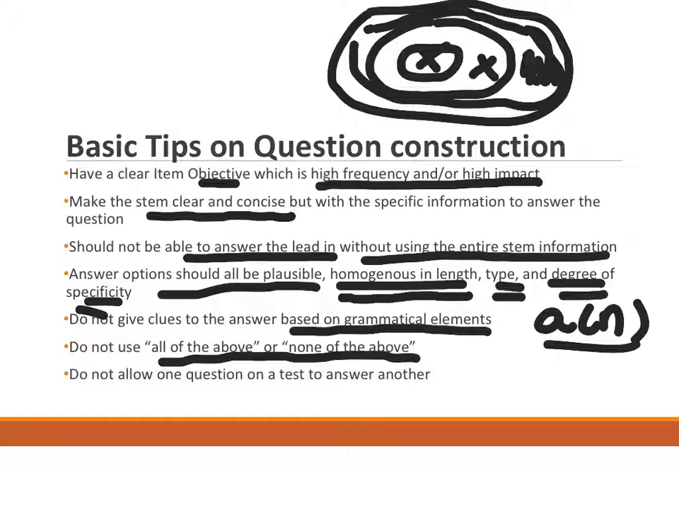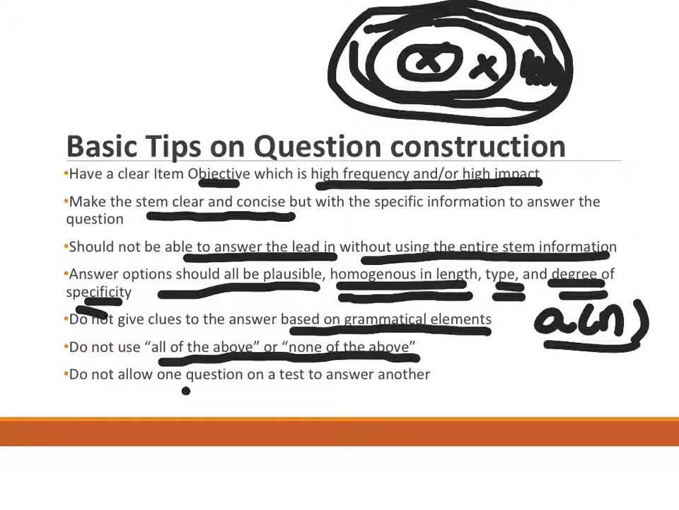Unless one of the other responses says something like A and B are correct, or only A and C are correct. In those cases, then it gets away from all the above or none of the above giving the clue to what the answer is by just looking at a couple of the other responses. But generally what happens is I might have 3 or 4 responses, students pick out the first 2, and so they know that it has to be all the above.